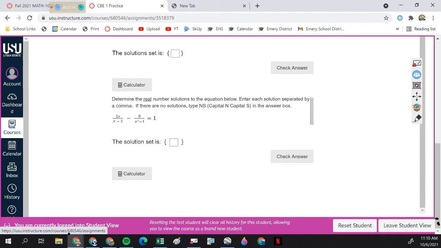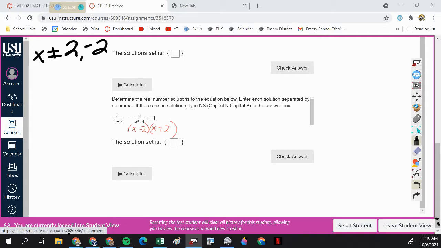Determine the real number solutions. We've done this already this year. First off, what is x not allowed to equal? So this one factors into x minus 2 and x plus 2. So x cannot be 2 or negative 2. So if one or both of the answers appear in that list, we have to throw them away.